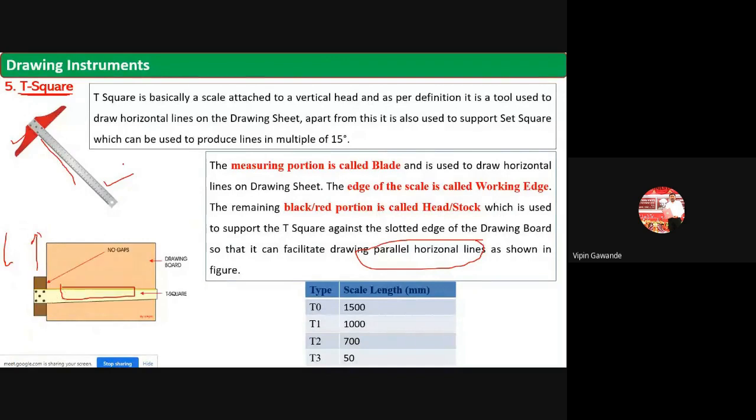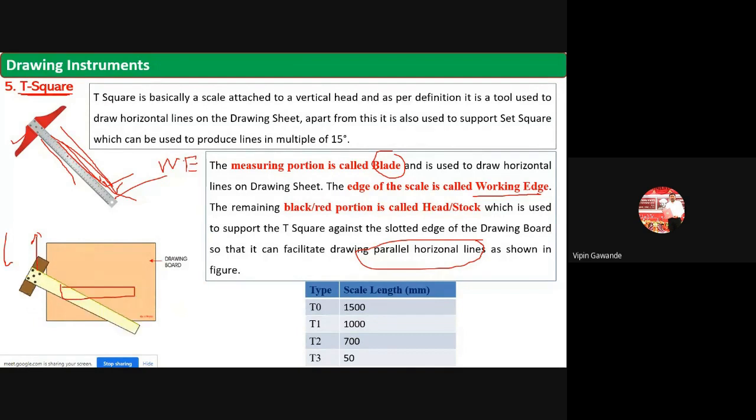The nomenclature for the T-square: the total measuring portion, the scale, is called the blade. The topmost edge is called the working edge, because we draw the lines using this edge. This portion is called the head or stock. The head and stock get connected with our drawing board. We have to fix it uniformly, and only then can we construct horizontal lines using this T-square.